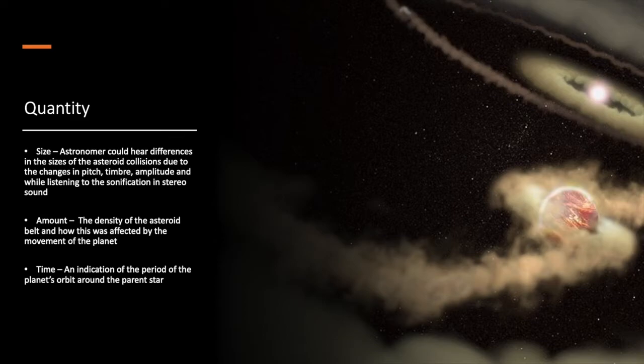AB could convey quantities such as size, hearing the different sizes of the asteroid collisions quite clearly due to the changes in the psychoacoustic properties. She could also follow the orbit of the planet clearly and track its movement through the asteroid belt. AB could also get a sense of the speed of the planet's orbit within the system.